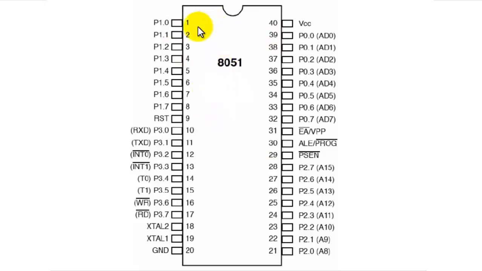Now the first pin is labeled as P1.0. This means that this is the 0th pin of port 1. This terminology is because we have 4 ports in the 8051 microcontroller. These ports are namely P0, P1, P2 and P3, that is port 0, port 1, port 2 and port 3. So this is the first port of the 8051 microcontroller.